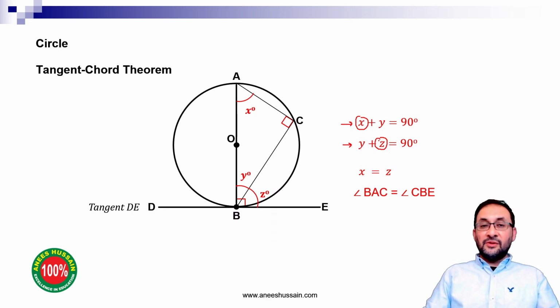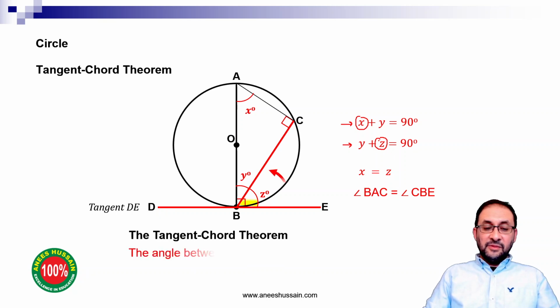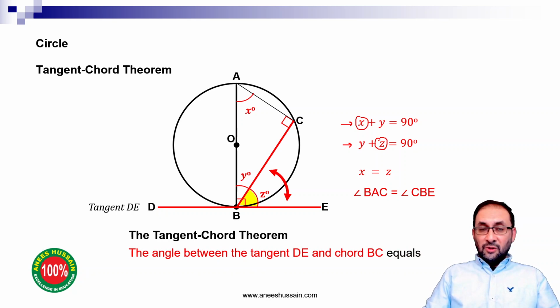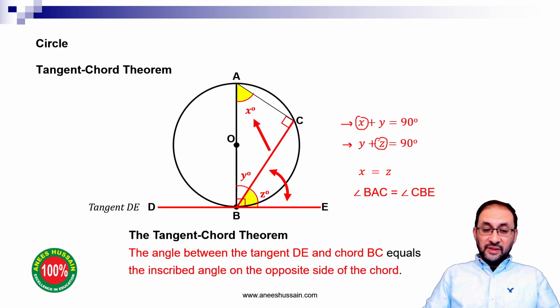This brings us to the Tangent-Chord Theorem. The Tangent-Chord Theorem tells us that if you draw a tangent, tangent DE in this case, and you draw a chord, chord BC in this case, then the angle between the tangent DE and chord BC is always going to equal the angle extended by chord BC onto the opposite side. Therefore, angle z will equal angle x.